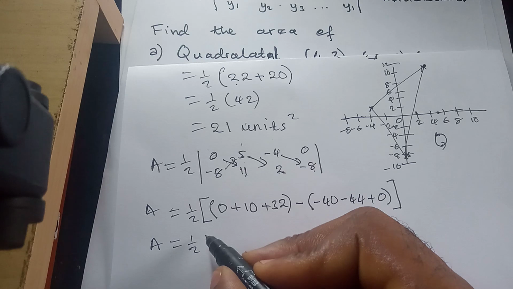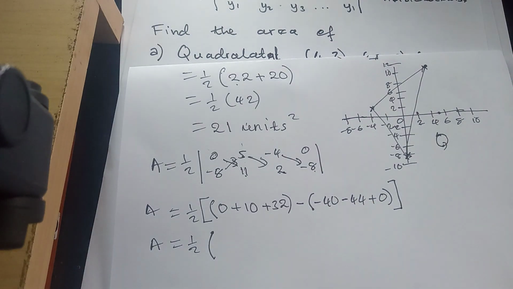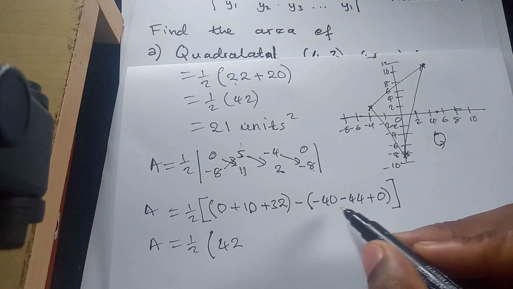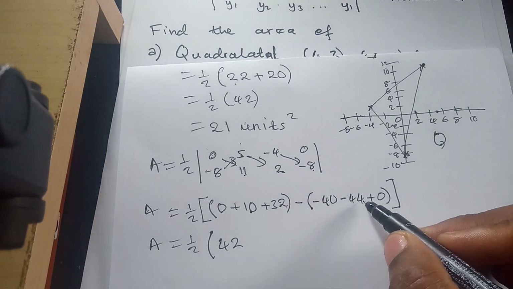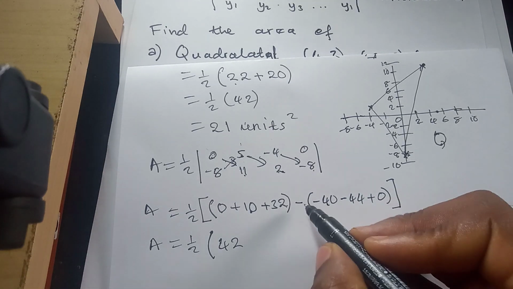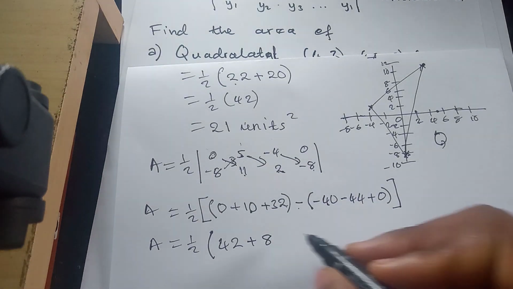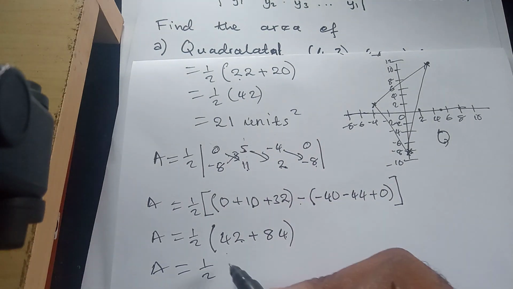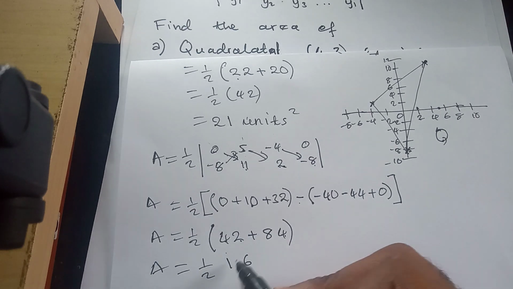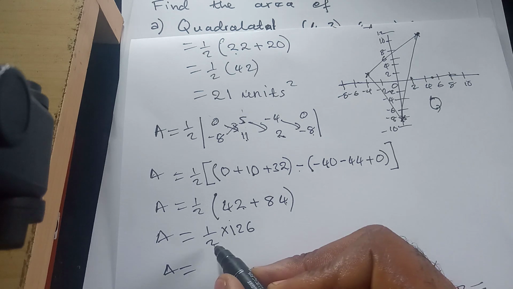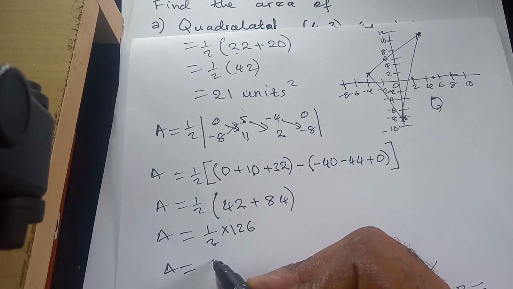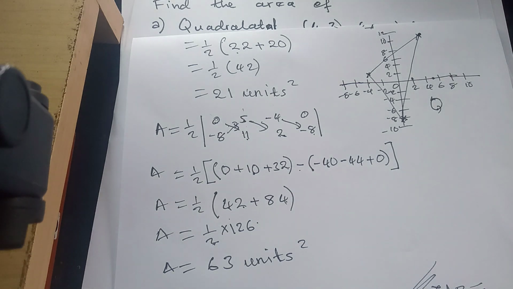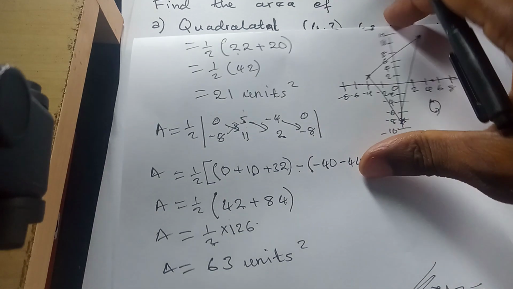So your area will be half, and this plus this is 10, plus that we have 42, and then -40 minus 44, we have -84 rather, and then negative and negative, this will give us +84, and then we have a half. You add 42 to 84, you have a 126, and then half of 126 is 63, and then remember that area always has square units, so you can just write 63 units squared.